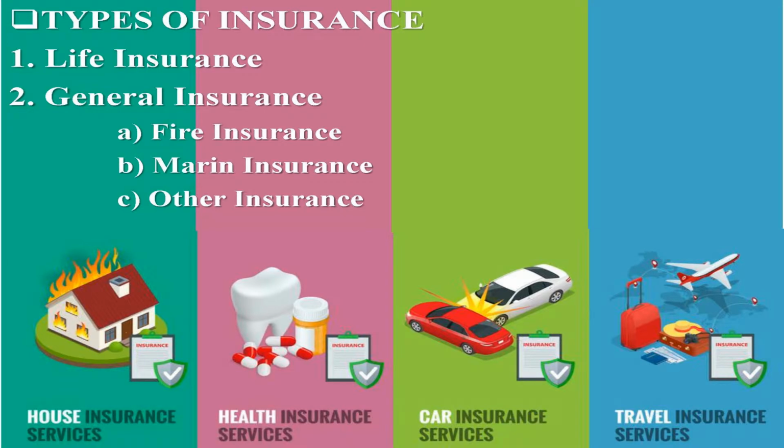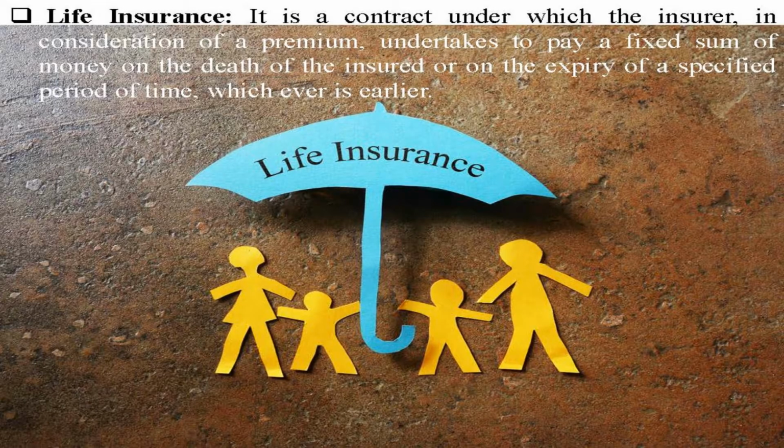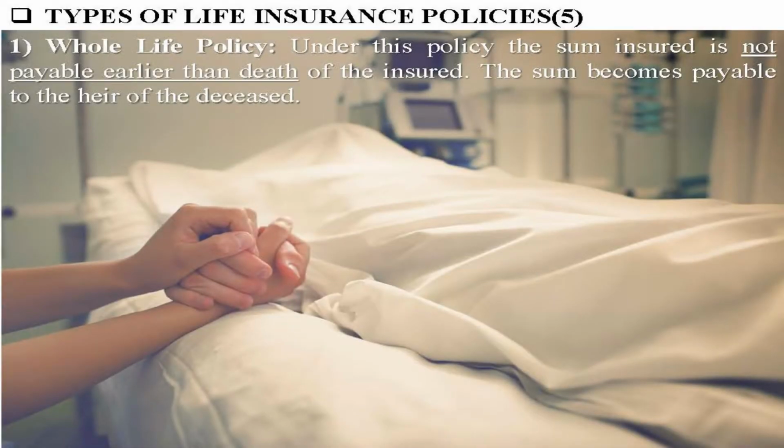Types of insurance. First one is life insurance, second one is general insurance. In life insurance, we don't have any category. In general insurance, we have the categories of fire insurance, marine insurance, and other insurance. Okay, next. Life insurance is a contract under which the insurer, in consideration of a premium, undertakes to pay a fixed sum of money on the death of the insured or on the expiry of a specified period of time, whichever is earlier. In the sense, you take a policy and the policy will exist for a specified period of time or until death, whichever is earlier.